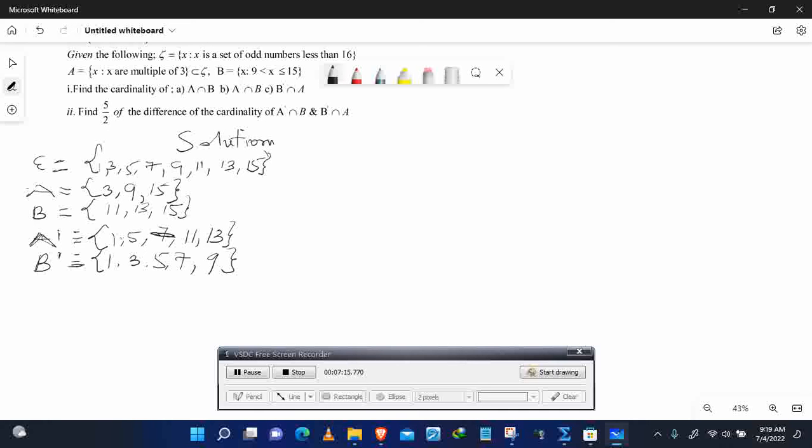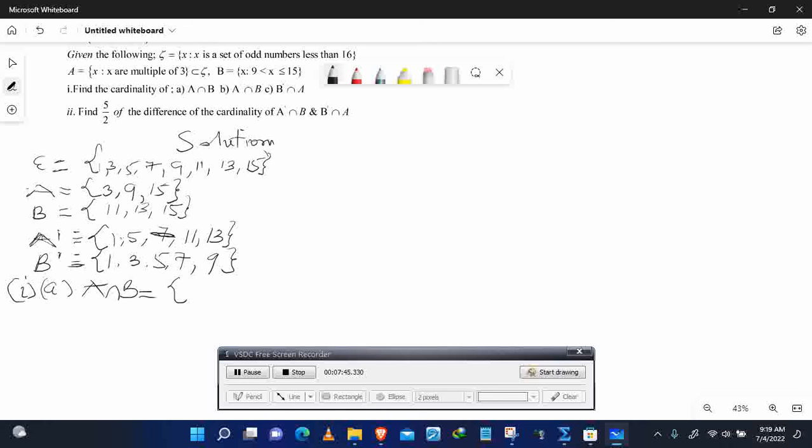Okay, so let's move on to answer the question. We've been told to find the cardinality. Now, first of all, you need to know what cardinality means. The word cardinality means the number of elements of a set.